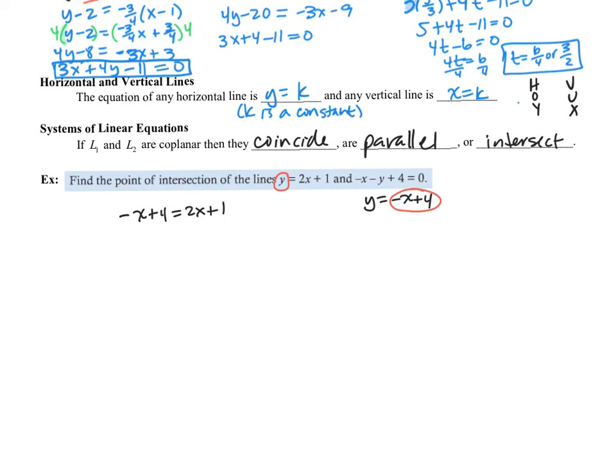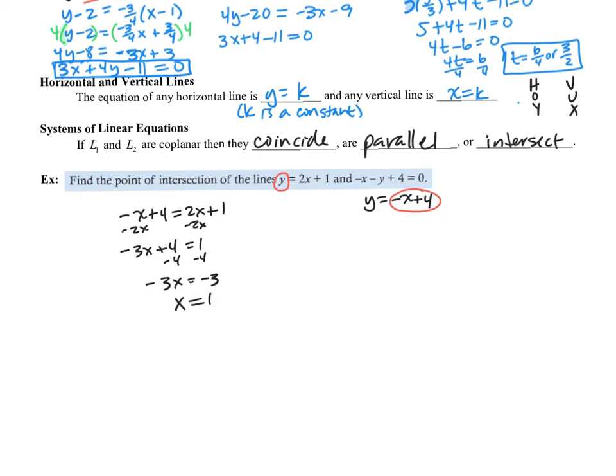And then let's just solve this equation for x. So I guess we could subtract 2x from both sides. And we would get negative 3x plus 4 equals 1. Now let's subtract 4 from both sides. We get negative 3x is equal to negative 3. So x is equal to 1.